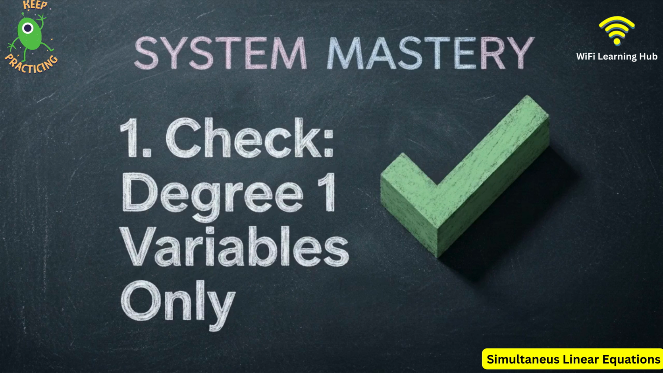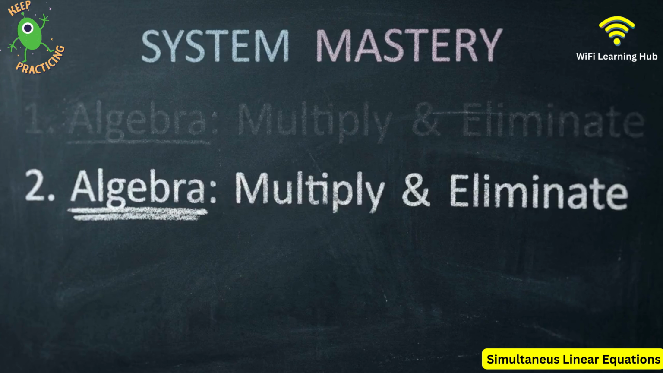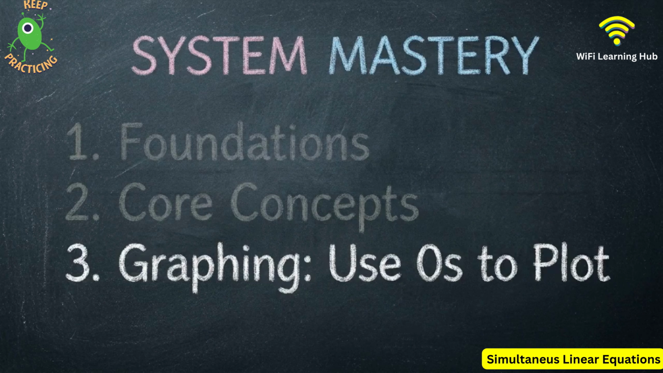To master these systems, keep this 4-step checklist in mind. Step 1. Verify the equation is linear by ensuring variables are exactly degree 1. Step 2. Apply the algebraic elimination method. Multiply to match your coefficients, then add or subtract to remove a variable. Step 3. When graphing, use the 0 trick in an XY table to find clean, easy points.